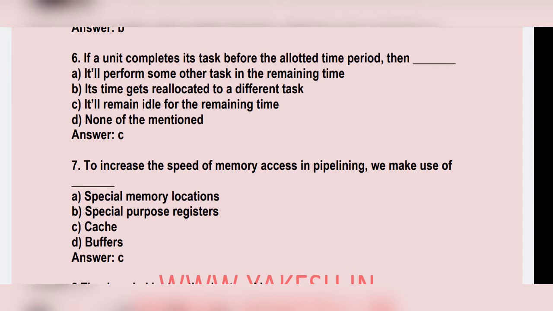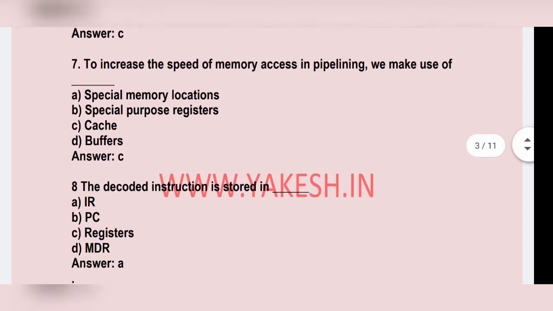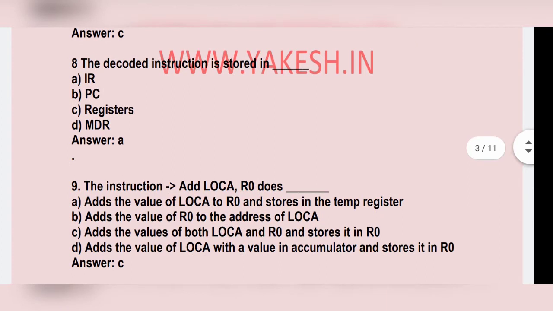Next question. To increase the speed of memory, as is in pipelining, we make use of option C, cache. The decoder instruction is stored in option A, IR. The instruction add LOCA, R0 does, option C: it has the value of both LOCA and R0 and stores it in R0. Option C is the correct answer.